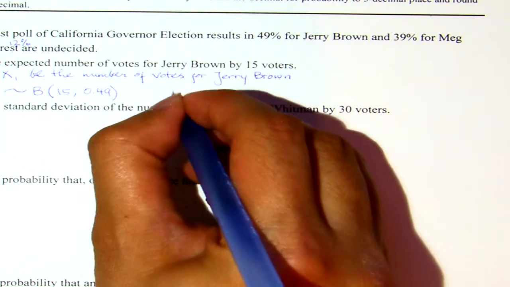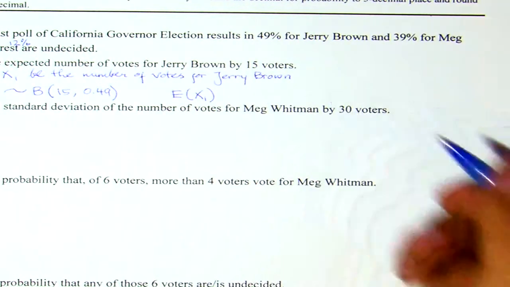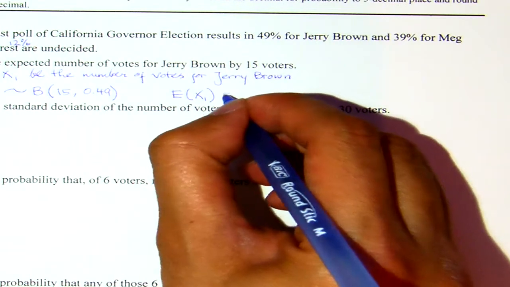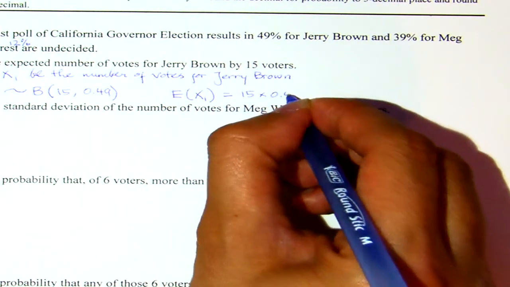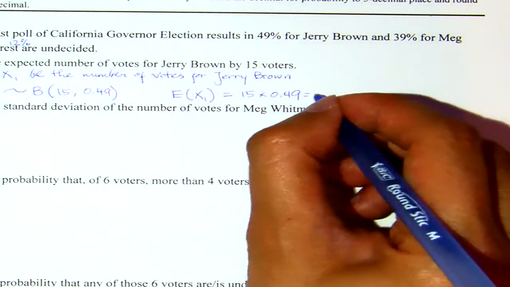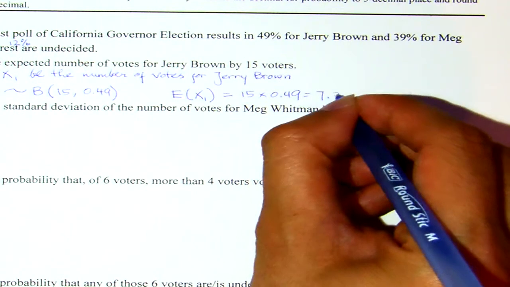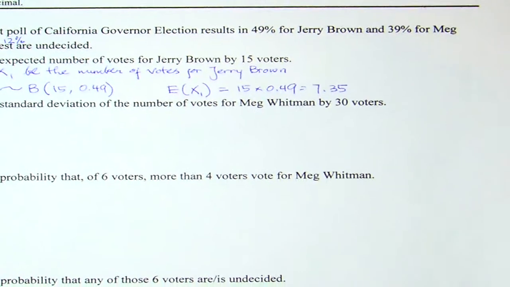Now then the expected number of votes for Jerry Brown will be n times p, which is 15 times 0.49. If you use your calculator, you will get 7.35. Okay, now that's for part A.